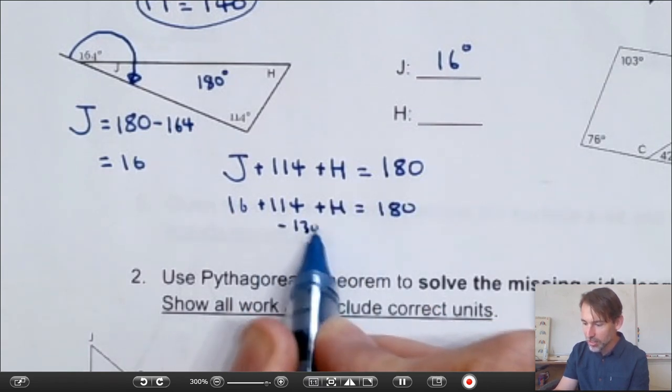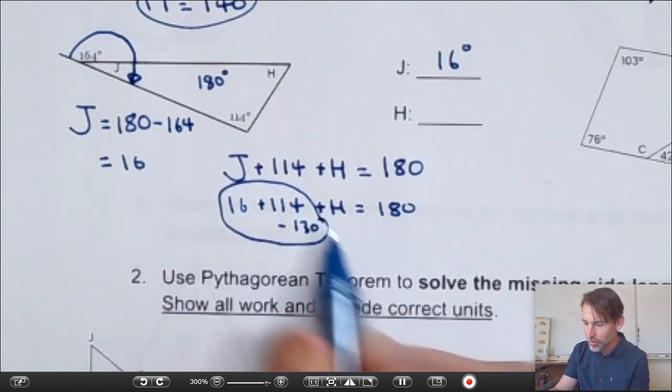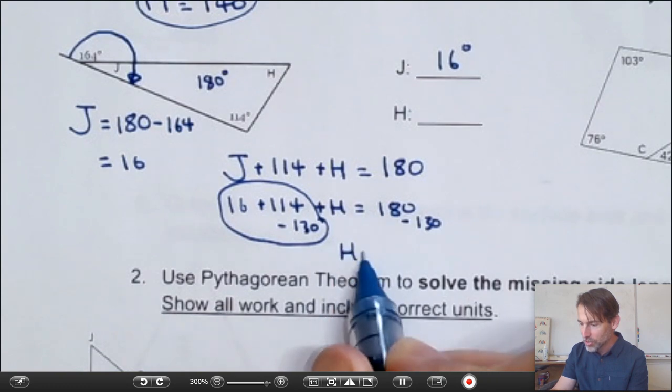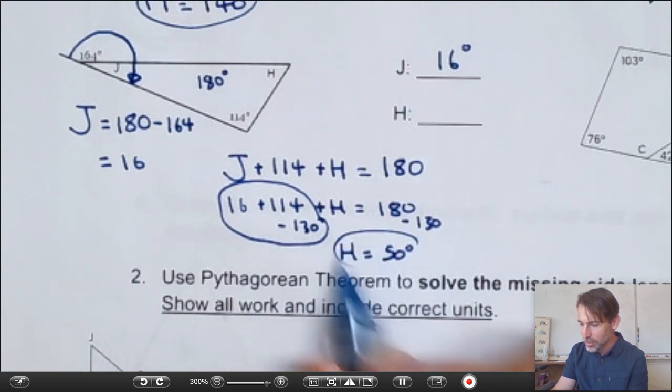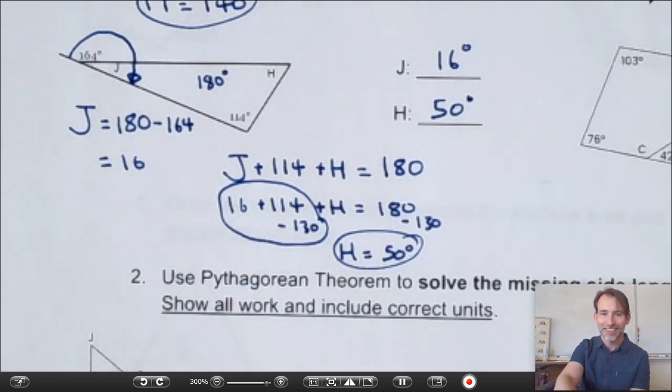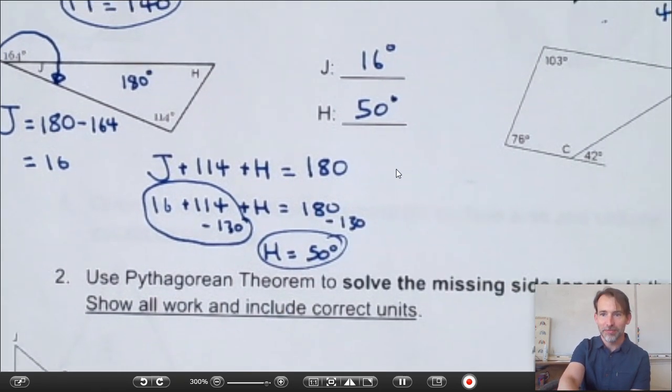Subtract 130 from both sides, and this is 0. And then subtract 130 from that side. H is equal to 50 degrees. So that's how you find J and H there.